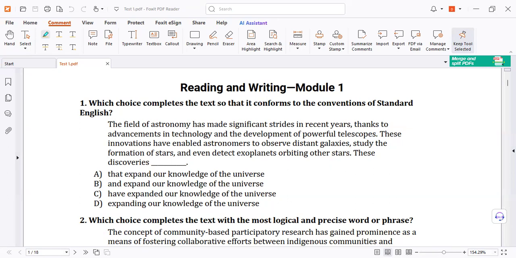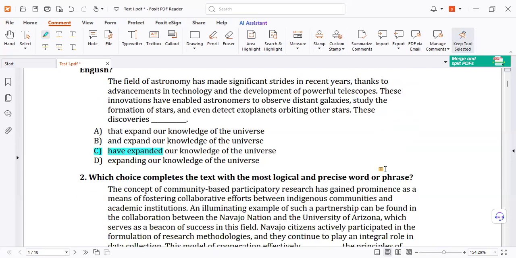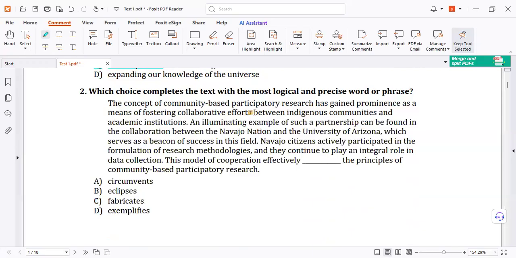Is it C? With present perfect tense, correct. Is it D? Letter D, correct.